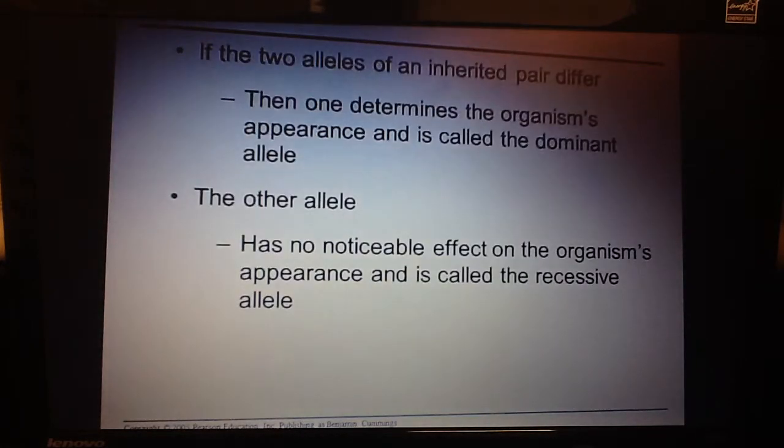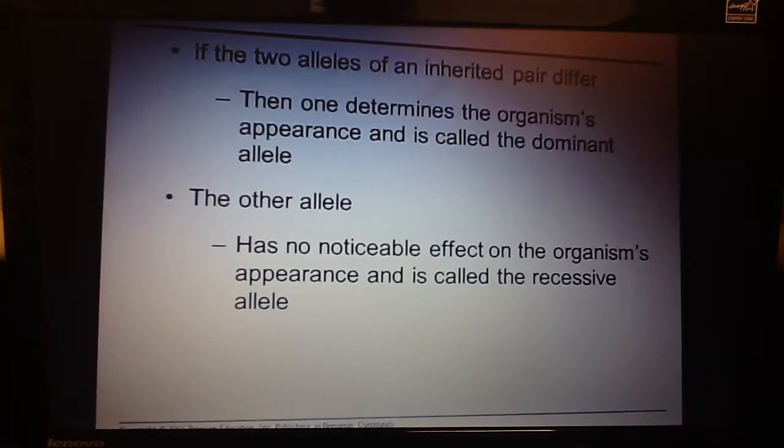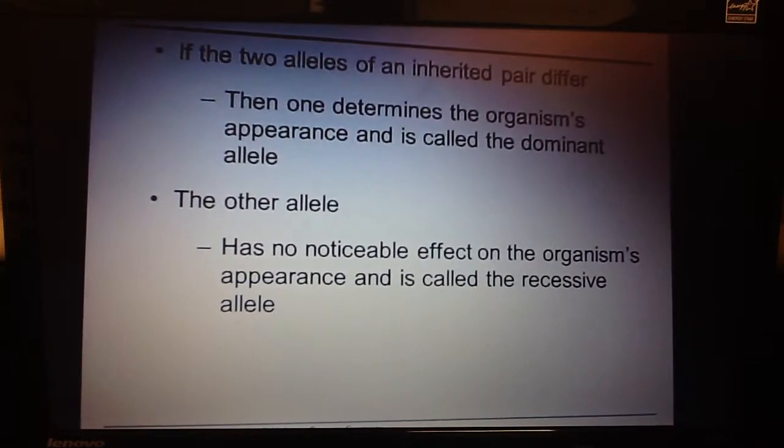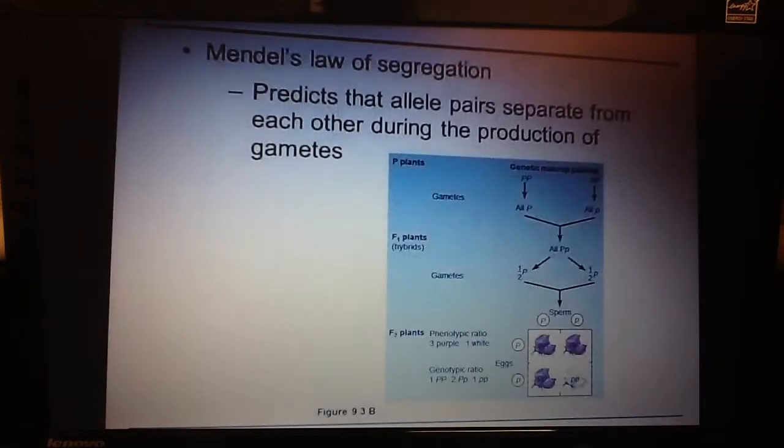Now, if the two alleles that you inherit are different, then there might be one that is dominant. The dominant one is the one that you're going to see expressed in the phenotype, or those traits. Whereas the other allele, which doesn't seem to show up in the appearance but is still present in the genetics, is called the recessive allele.